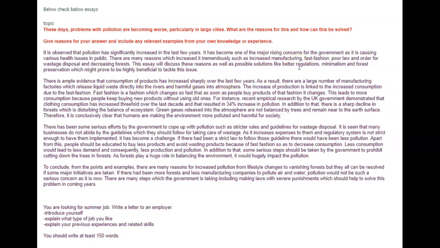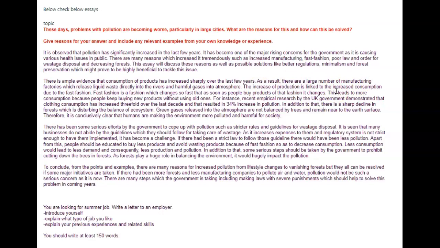So let's continue. "There is ample evidence that consumption of products has increased sharply over the last few years." Okay, it's now the third time you've used "increase," so be careful. "As a result, there are a large number of manufacturing factories which release liquid waste directly into the rivers, and harmful gases into the atmosphere here. The increased production is linked to the increased consumption due to fast fashion." That's the fourth time, oh boy. You don't need "the" there.